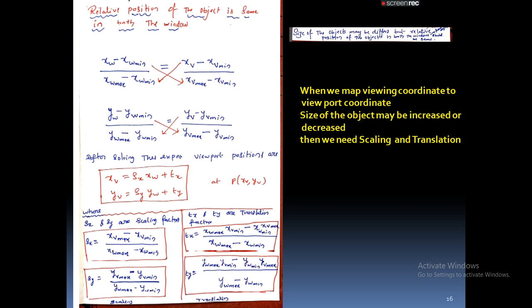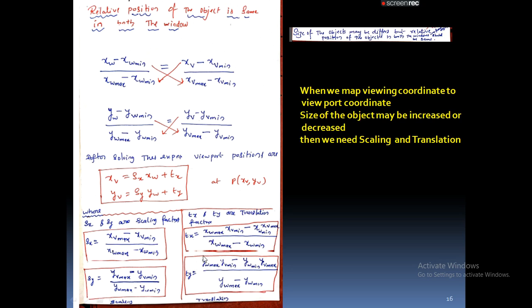Whenever you are performing scaling to that particular object, we need to translate that object from one position to another position within the viewport, because we need to map those clipping window coordinates to viewport coordinates. Then we need translation also. Indirectly, here we are performing scaling as well as translation.